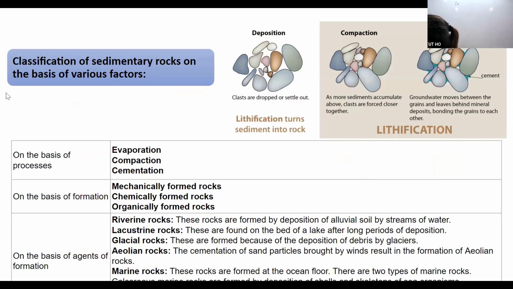Correct, I remember. So now we talk about classification. Till sedimentary rocks. That image, that picture you all were seeing. So now, open the books. Classification of sedimentary rocks on the basis of various factors. On the basis of processes, you have evaporation, compaction, cementation.